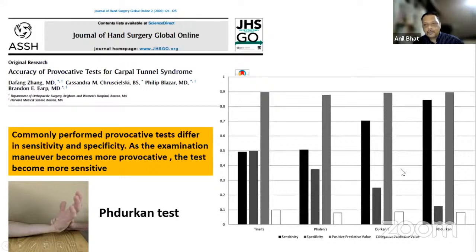So if you add these two, if you see here in this graph, the sensitivity and the positive predictive value go up very high. Okay, so that is how we need to probably combine tests. That is the message of all these guidelines, that combination of the tests is good for carpal tunnel.